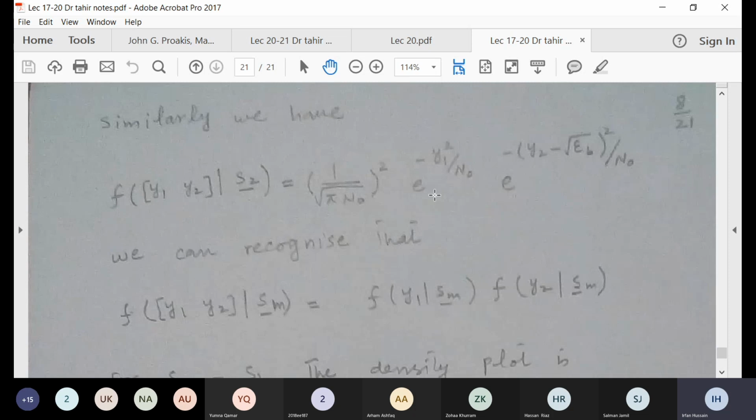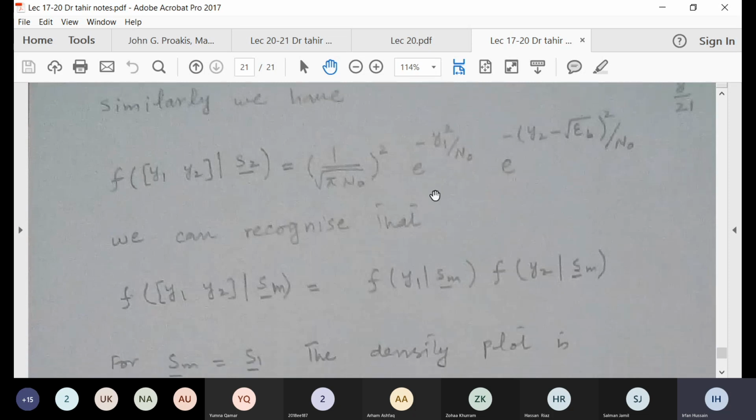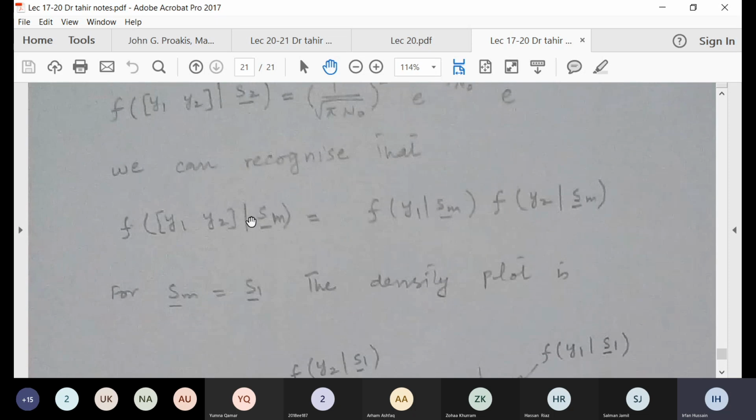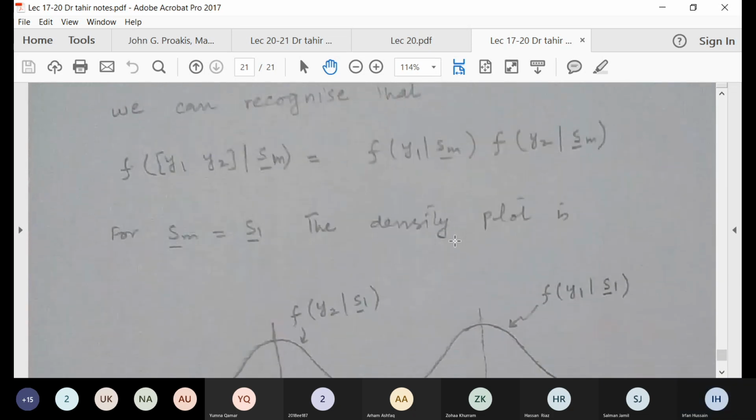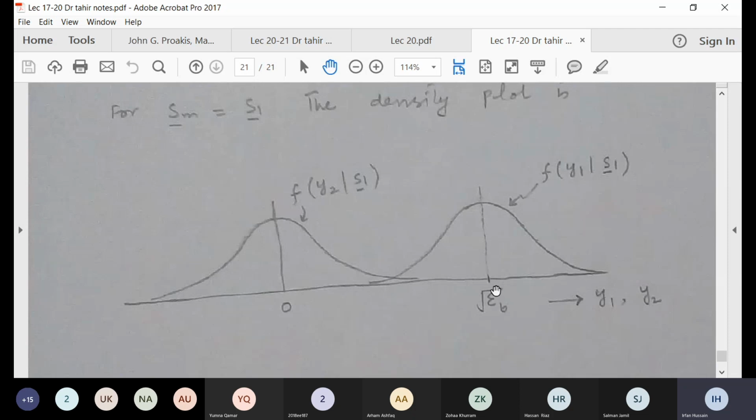So in general, taking it further, let us try to understand. This is the same thing which I have told you, that the PDF of y1, y2 given sm can be separated because of their independence. So it is the PDF of y1 given sm multiplied by the PDF of y2 given sm. If I say that the sent signal was s1, then y1 will be shifted to root EB, and y2 will be just noise, it is around 0 with variance of N naught by 2.